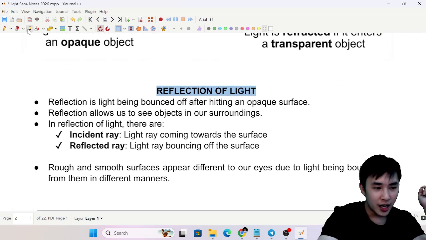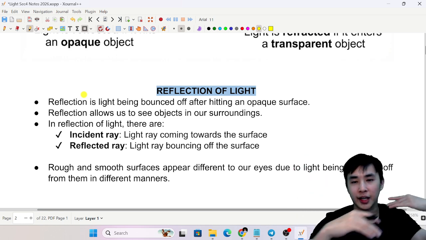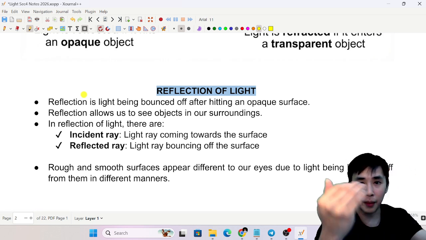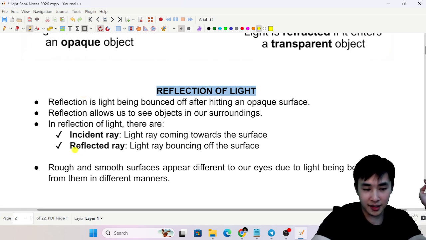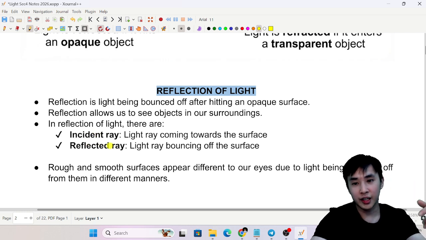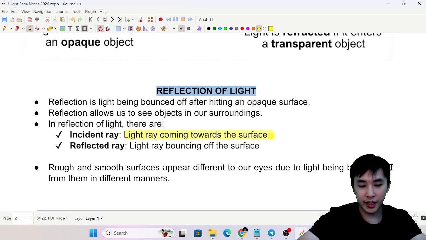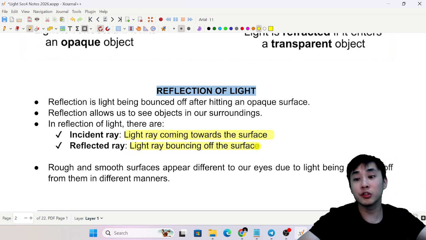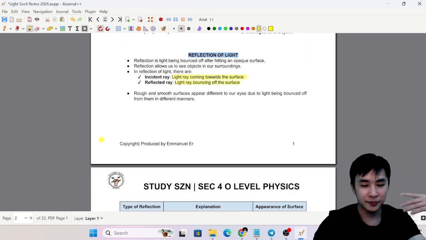Notice that reflection of light actually helps us to see everything. Whenever you look at something and you can perceive it, the idea is that the light is bouncing back into your eyes, and that's how you can see something. We talked about the incident ray as well as the reflected ray. These are their definitions. The incident ray refers to the light ray that comes towards the surface, whereas the reflected ray is the light ray that is bouncing off the surface. So this is pretty much how reflection can be thought about.